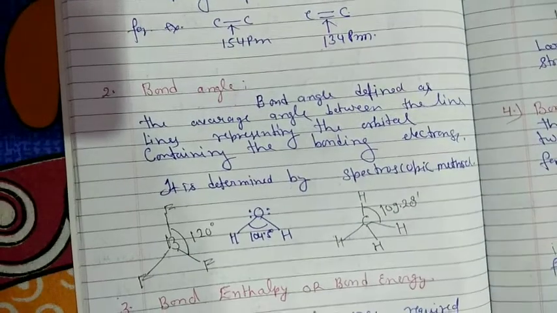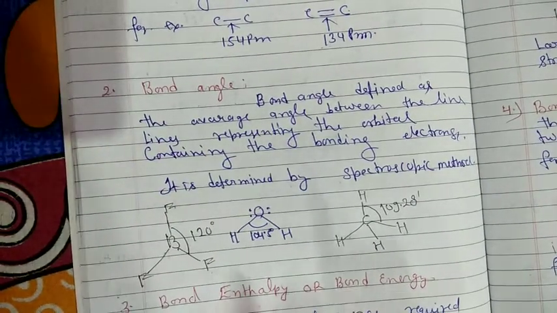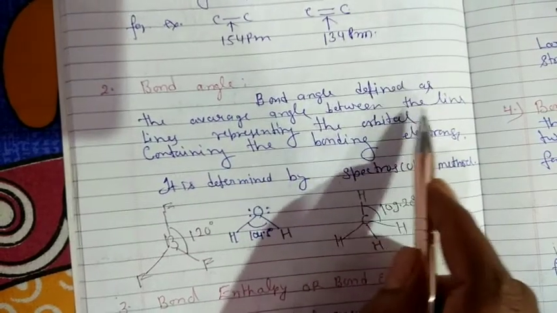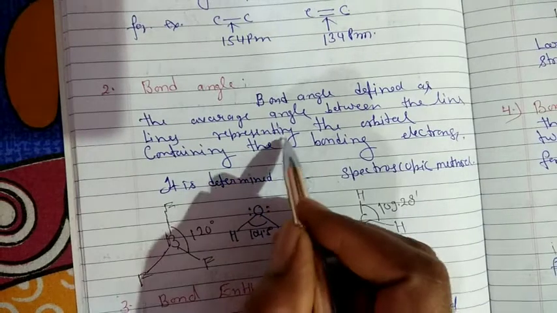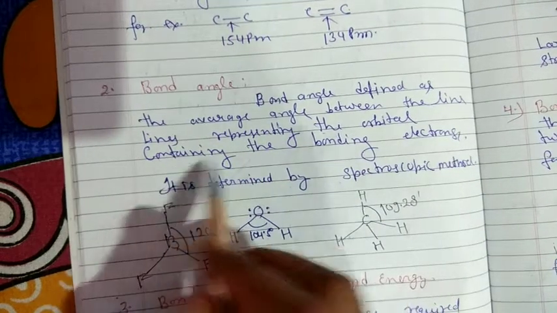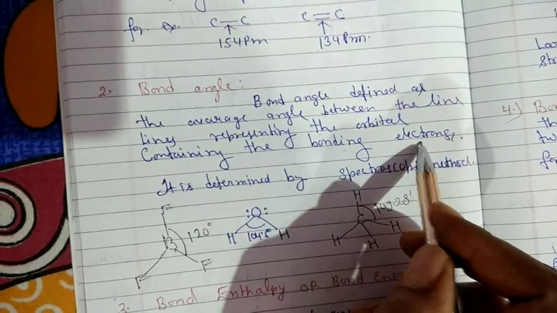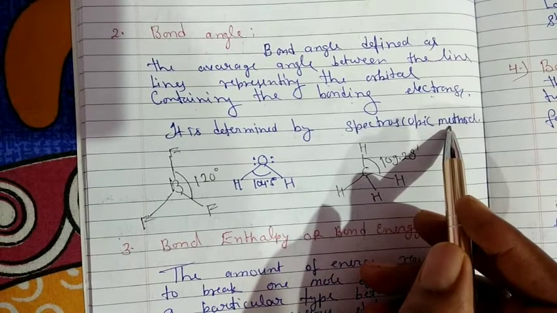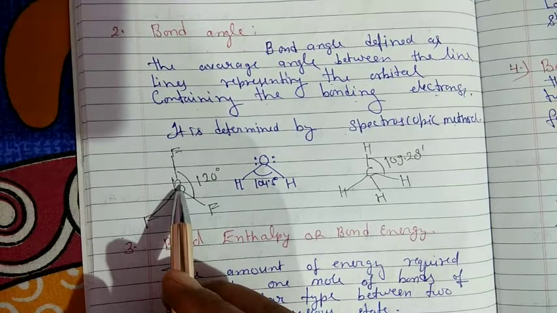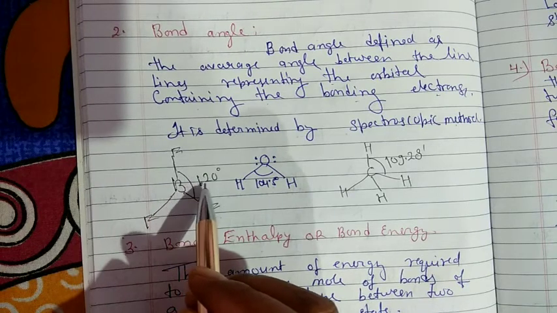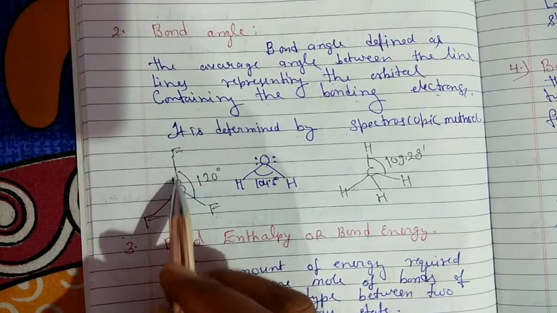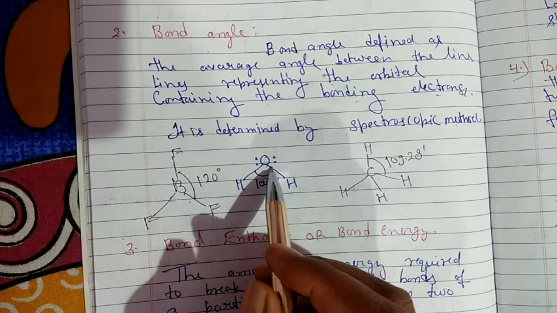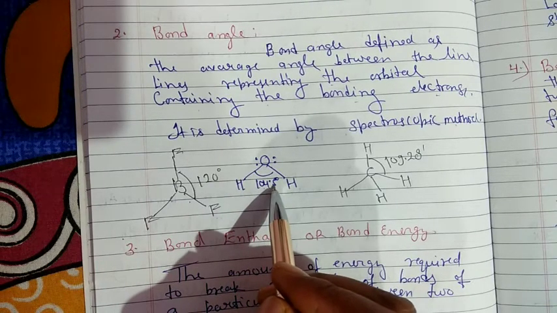Then the second parameter we discuss is bond angle. What is bond angle? Bond angle is defined as the average angle between the lines representing the orbitals containing the bonding electrons. It is determined by a spectroscopic method. For example, BF3, the bond angle is 120 degrees. Each angle in BF3 is 120. The bond angle of the water molecule is 104.5 degrees.